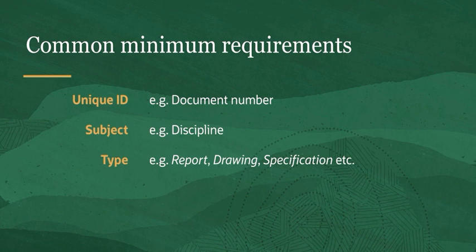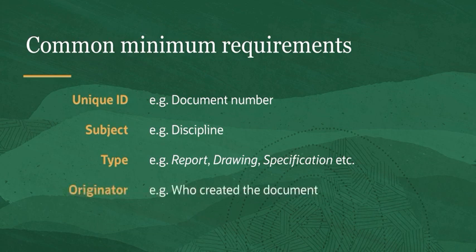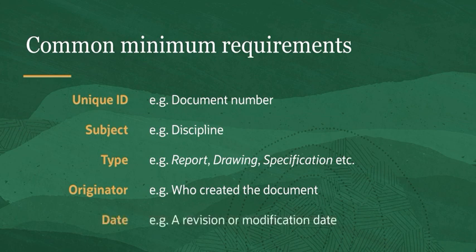Next is type, and this is taken care of with the document type field, and it would tell us if the document was a drawing, a specification, a report, and so on. Then there's originator, and this is the author or document creator. In Aconex, we have the created by field, and that can be renamed if required. Finally, there's date, and this can be interpreted in many different ways. In fact, many projects use multiple dates to record key date-based information.